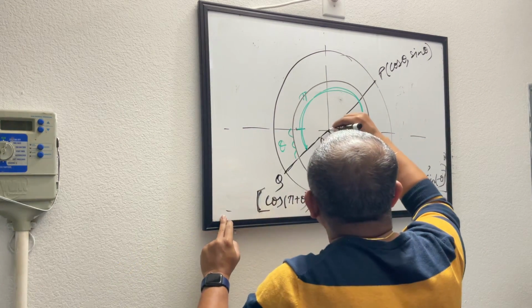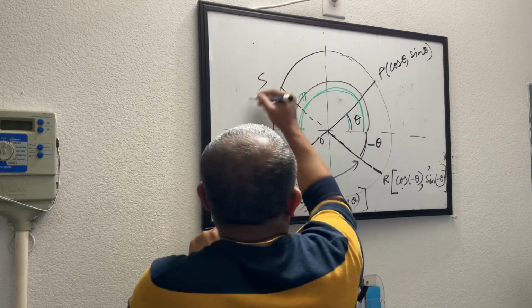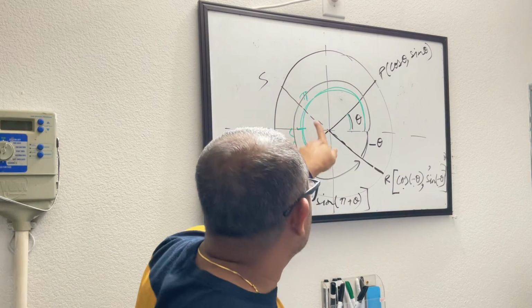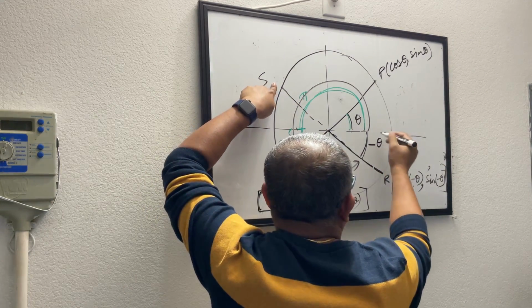Now I will extend this line here. This is S. Now tell me how much is the angle this point makes with the positive x-axis.